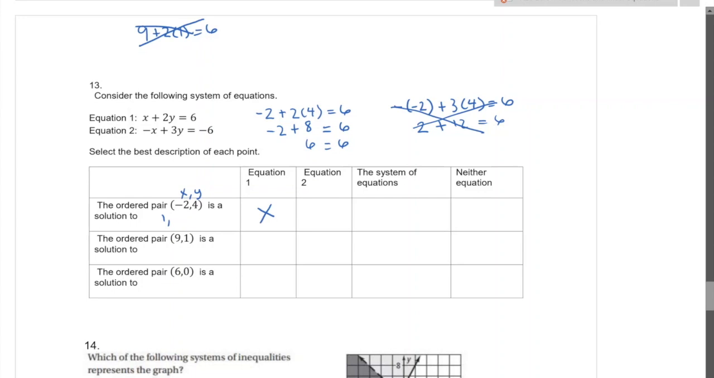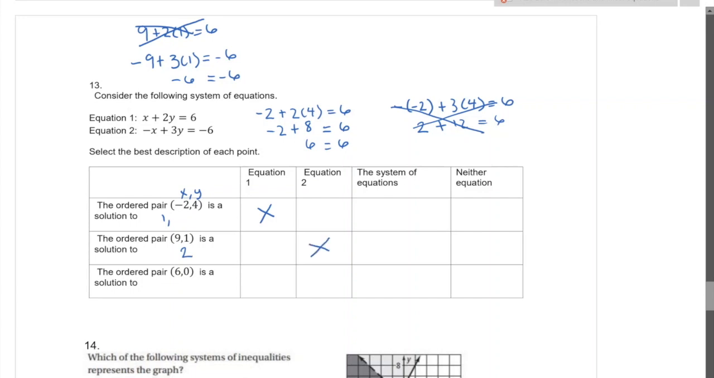Alright, let's see if it works with equation 2. So put a negative, and then instead of x, it's going to be 9, plus 3 times 1 equals negative 6. So 3 times 1 is 3. Negative 9 plus 3. So I owe somebody $9, but I paid them $3. How much money do I owe them? I owe them negative $6. So this is a true statement, so it works with equation 2 only.